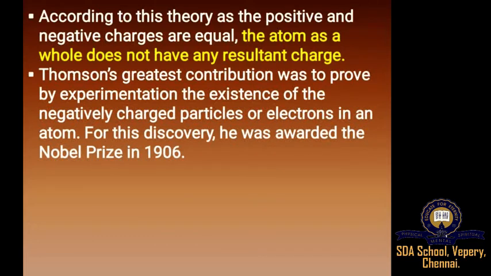According to this theory, as the positive and negative charges are equal, the atom as a whole does not have any resultant charge. So he says that an atom has positive and negative charges that are equal. Both are equal, so it becomes neutral, right? So the atom as a whole does not have any resultant charge.